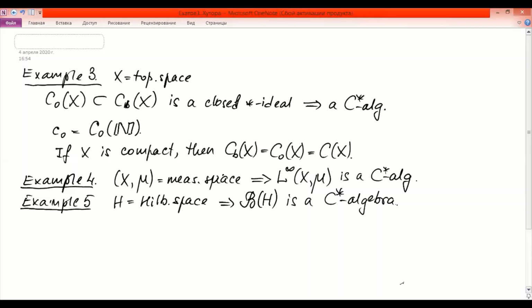So let's recall that the adjoint operator of T, where T is a bounded operator on H, is uniquely determined by the following equality.